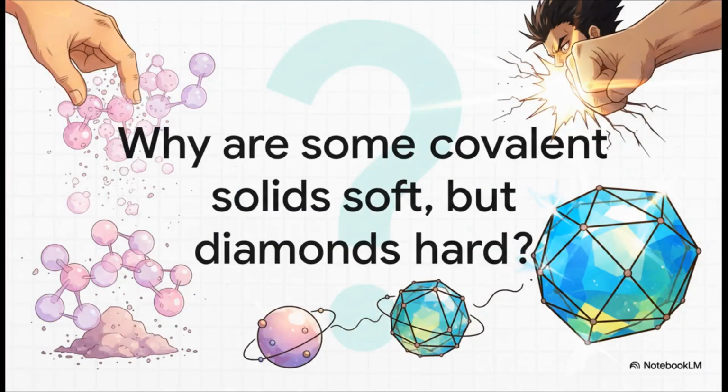There's this massive paradox in chemistry, right? We know covalent bonds involve sharing electrons between nonmetal atoms. That is the baseline rule. But if the fundamental mechanism of sharing electrons is exactly the same, why do we get such wildly different physical results in the real world? I mean, why are some covalent solids incredibly soft and super easy to melt, while something like a diamond, which is also covalent, is famously known as one of the hardest, most unbreakable substances on Earth?